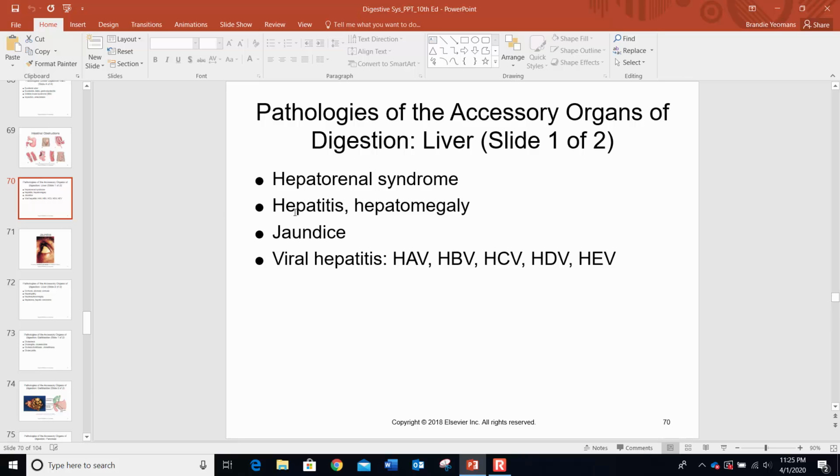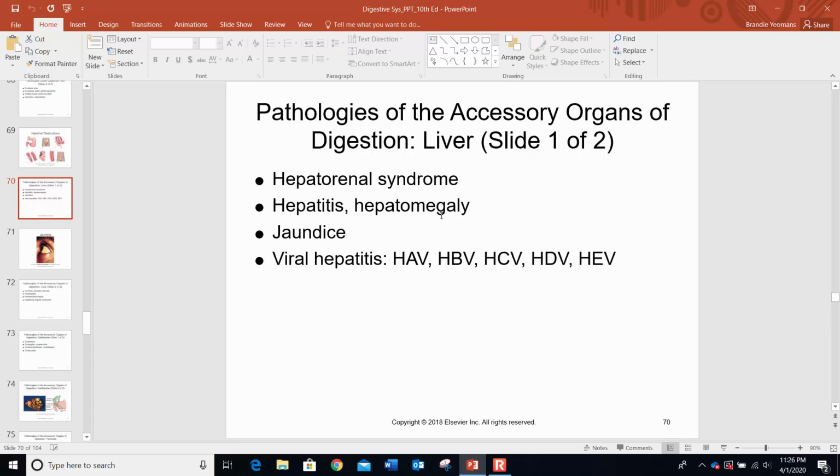Alright, pathologies with those accessory organs. We can see problems with jaundice, which I mentioned earlier, hepatitis, which is inflammation of the what? The liver, right? So hepato is liver. Hepatomegaly, which is enlarged liver, you're going to actually see that diagnosis becoming more frequently used because due to the high-fat diets that we have as Alabamians, if you will, and Americans, we're seeing a lot of patients with hepatomegaly.